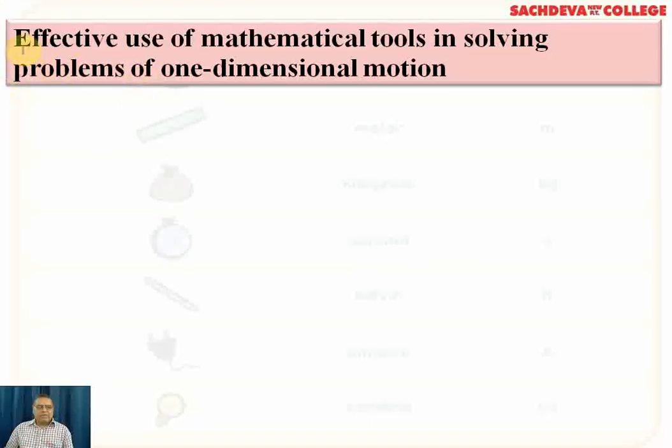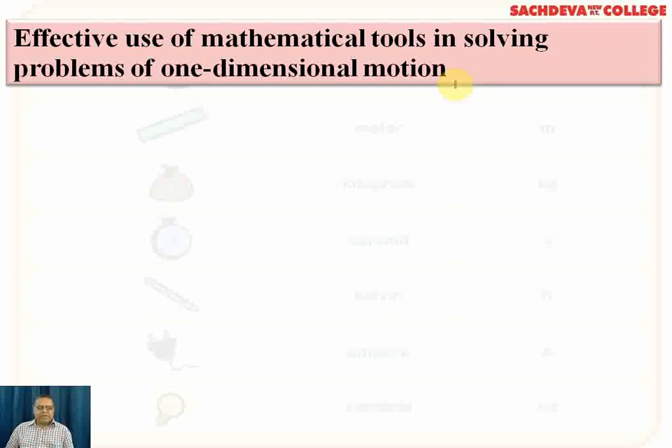Now, there are certain very effective tools for finding the various concepts of acceleration and velocity. So, effective use of mathematical tools in solving problems of one-dimensional motion. One-dimensional means just unidirectional, that is, moving in a straight line. So here we have to use derivatives as well as integration. We can remember that integration is the inverse operation of derivative.